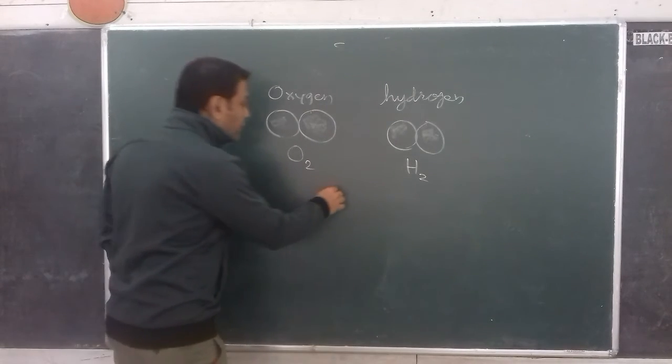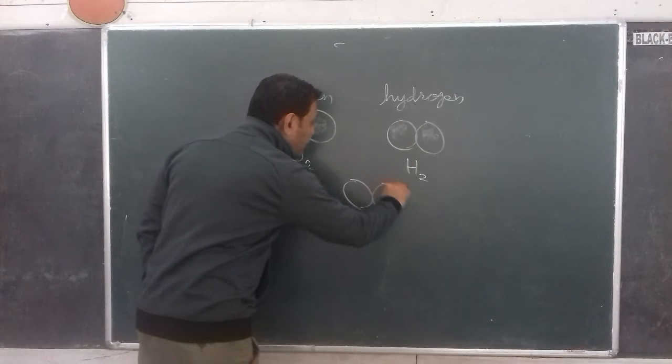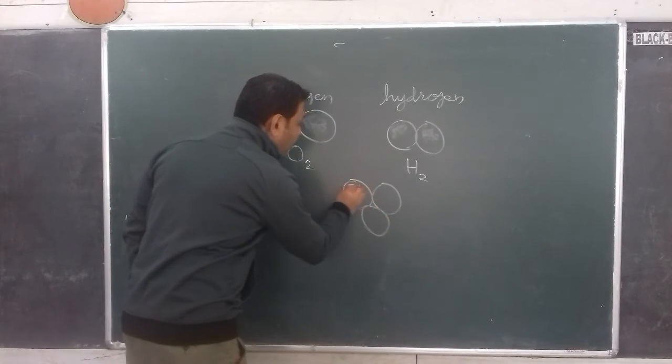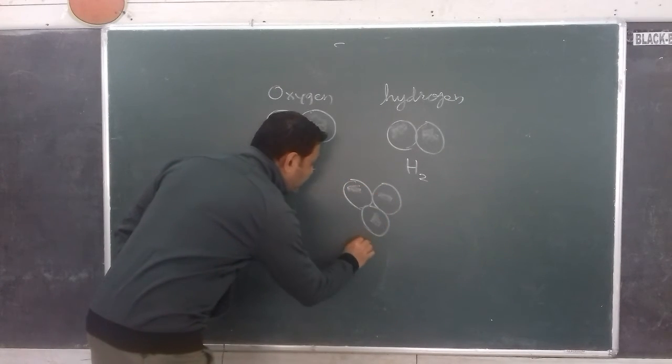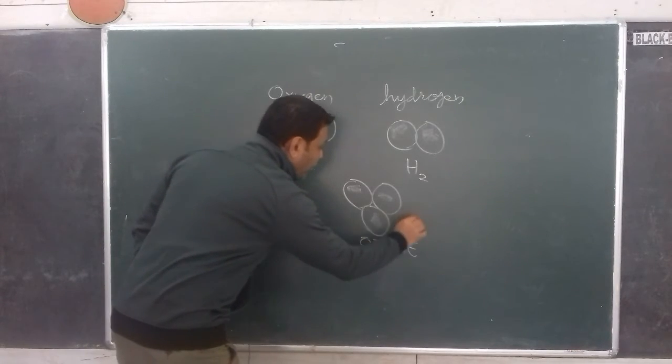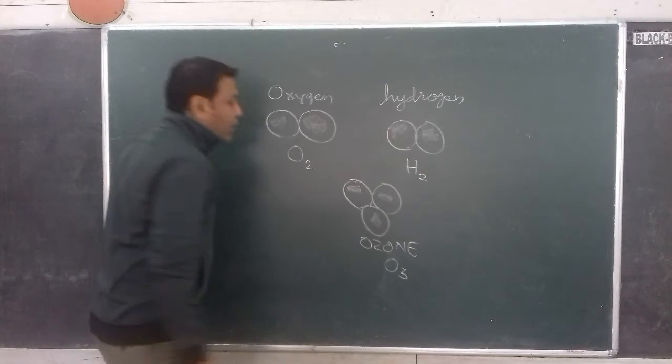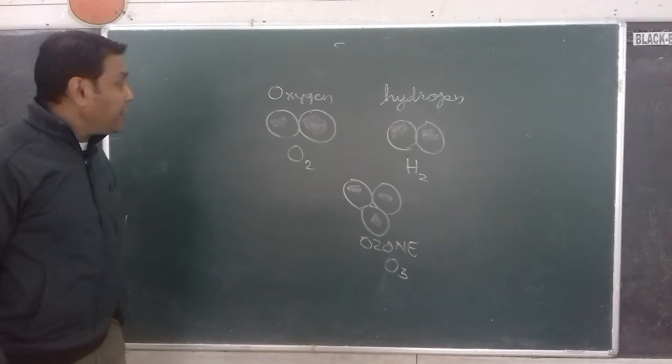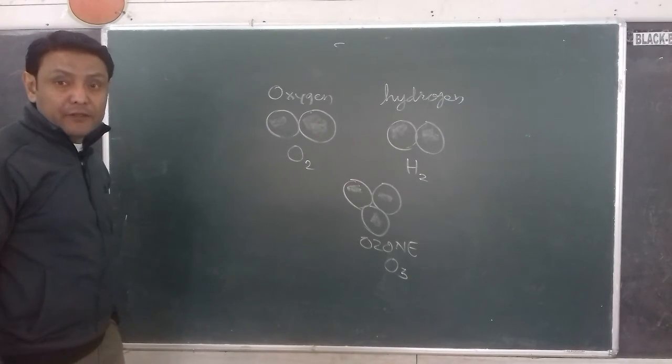For example, 3 atoms of oxygen form ozone. They will form the molecule of ozone, that is O3. So these are molecules of different elements.